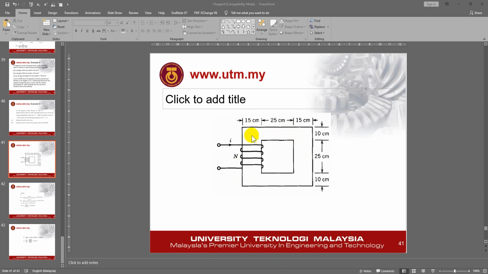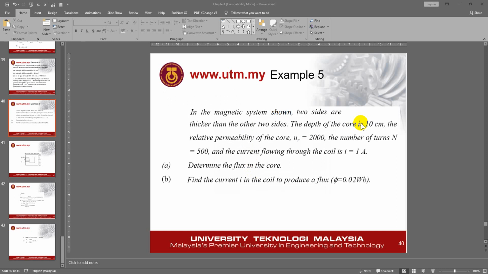So the flux is flowing like here, right here, so that means the cross section is here. You have to be careful how to calculate the cross section. So for this one it is 15, for this one it is 15 multiplied by 10, which is the depth here.